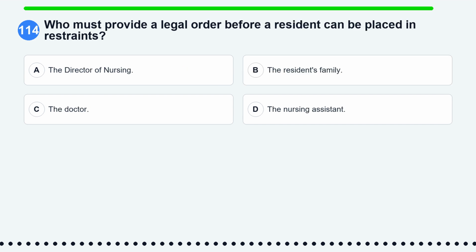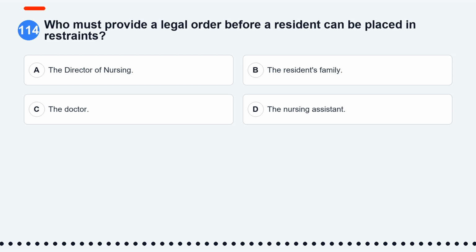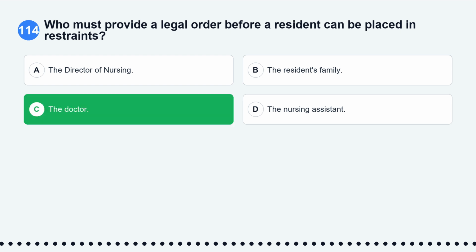Question 114. Who must provide a legal order before a resident can be placed in restraints? Option A, the Director of Nursing. Option B, the resident's family. Option C, the doctor. Option D, the nursing assistant. The correct answer is option C.